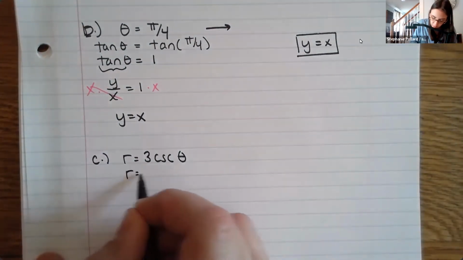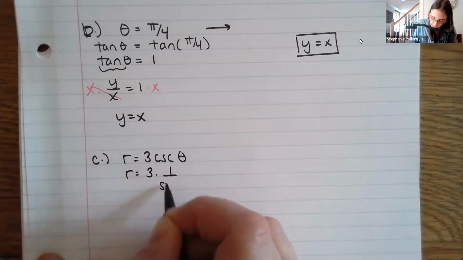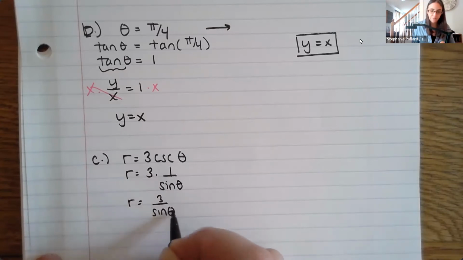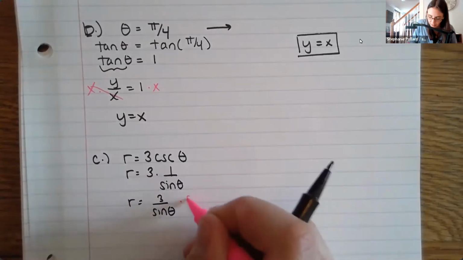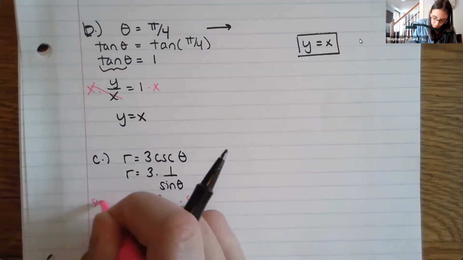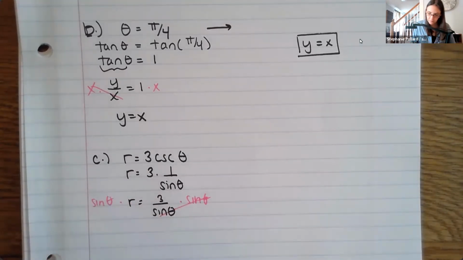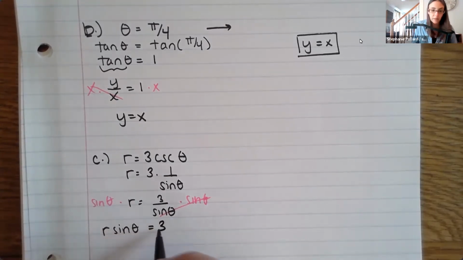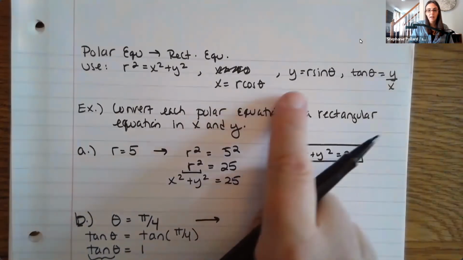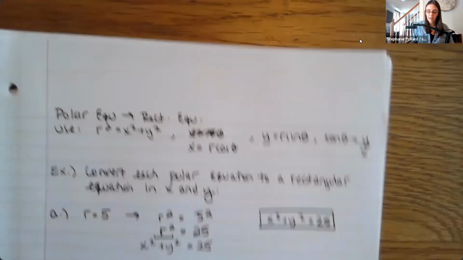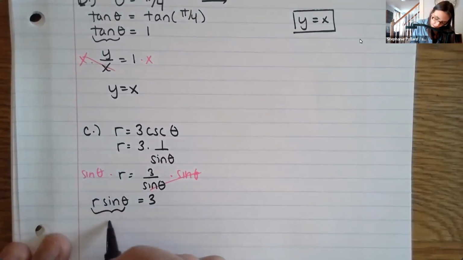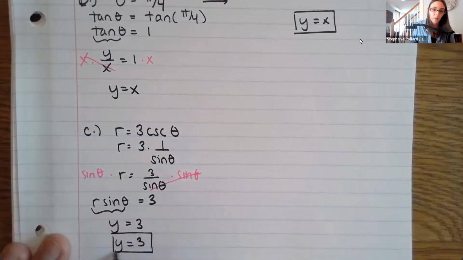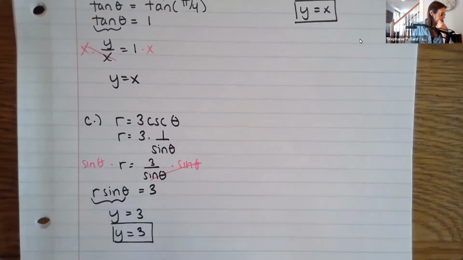So this becomes 3 times 1 over sine theta, or we can just write this as 3 over sine theta. And if I multiply both sides by sine theta, I get that r times sine theta is equal to 3. Well, r sine theta is y. So I can go ahead and substitute this in, and I get the equation y equals 3 here. So we have that nice horizontal line.